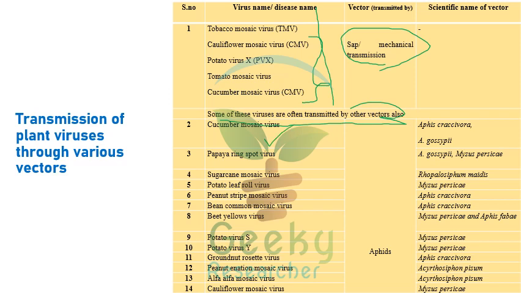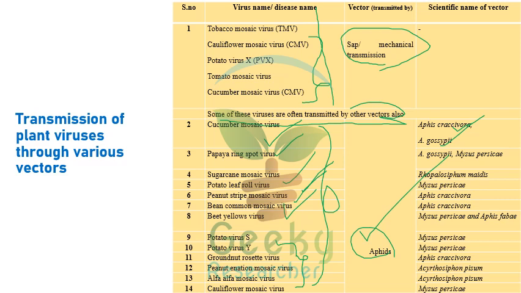The next one is cucumber mosaic virus. Cucumber mosaic virus is also transmitted by aphids, Aphis craccivora and Aphis gossypii. All the viruses that I mention here are transmitted by aphids: papaya ring spot virus, sugarcane mosaic virus, potato leaf roll virus, peanut stripe virus, bean common mosaic virus, beet yellow virus, potato virus Y, groundnut rosette virus, peanut virus, alfalfa mosaic virus, cauliflower mosaic virus. These all are transmitted by aphids also. On the right side they have given the scientific name of the insect vector.